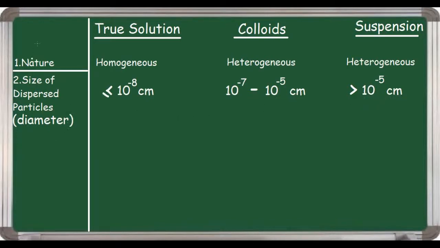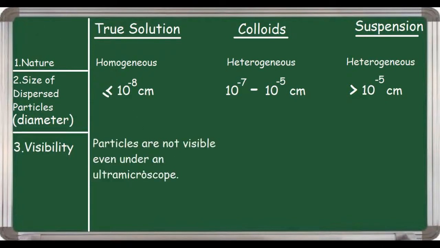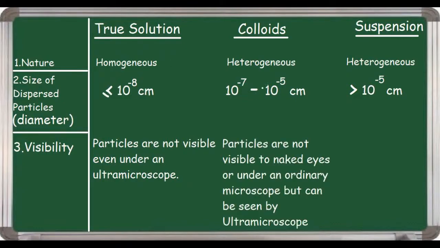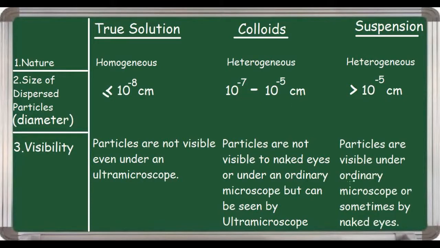So let's move on to the third point. The third point is based on the visibility of the particles. For true solution, particles are not visible even under an ultra microscope. For colloids, particles are not visible to naked eyes or under an ordinary microscope but can be seen by an ultra microscope. Let's move on to suspensions. Particles are visible under ordinary microscope or sometimes by naked eyes.